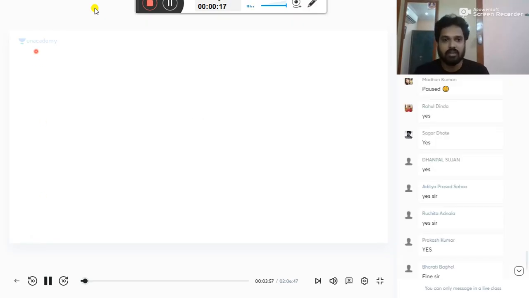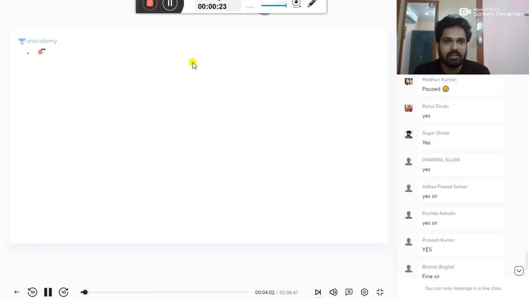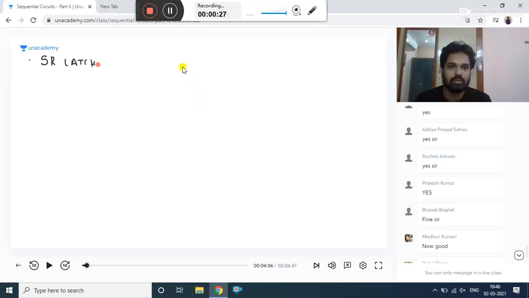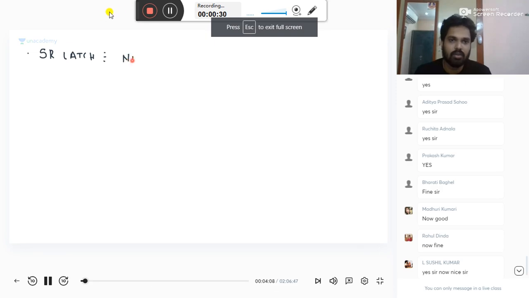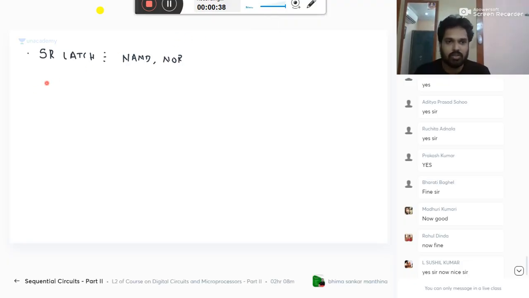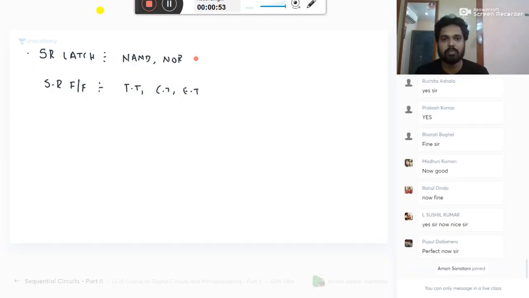So yesterday in class, we discussed the SR latch using NAND gate and also NOR gate. I gave it the names active low, active high. And then we discussed the SR flip-flop: its truth table, characteristic table, and excitation table. These two parts are done.